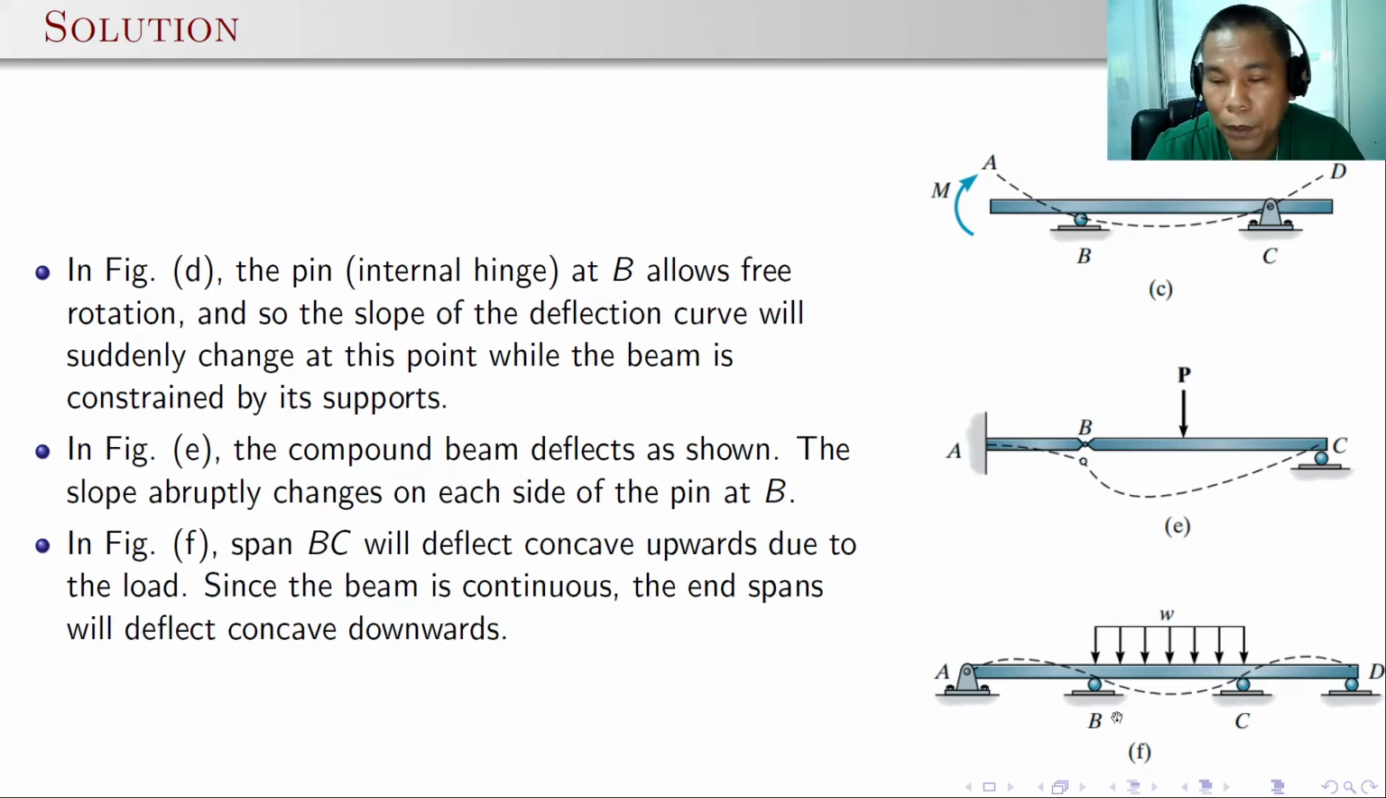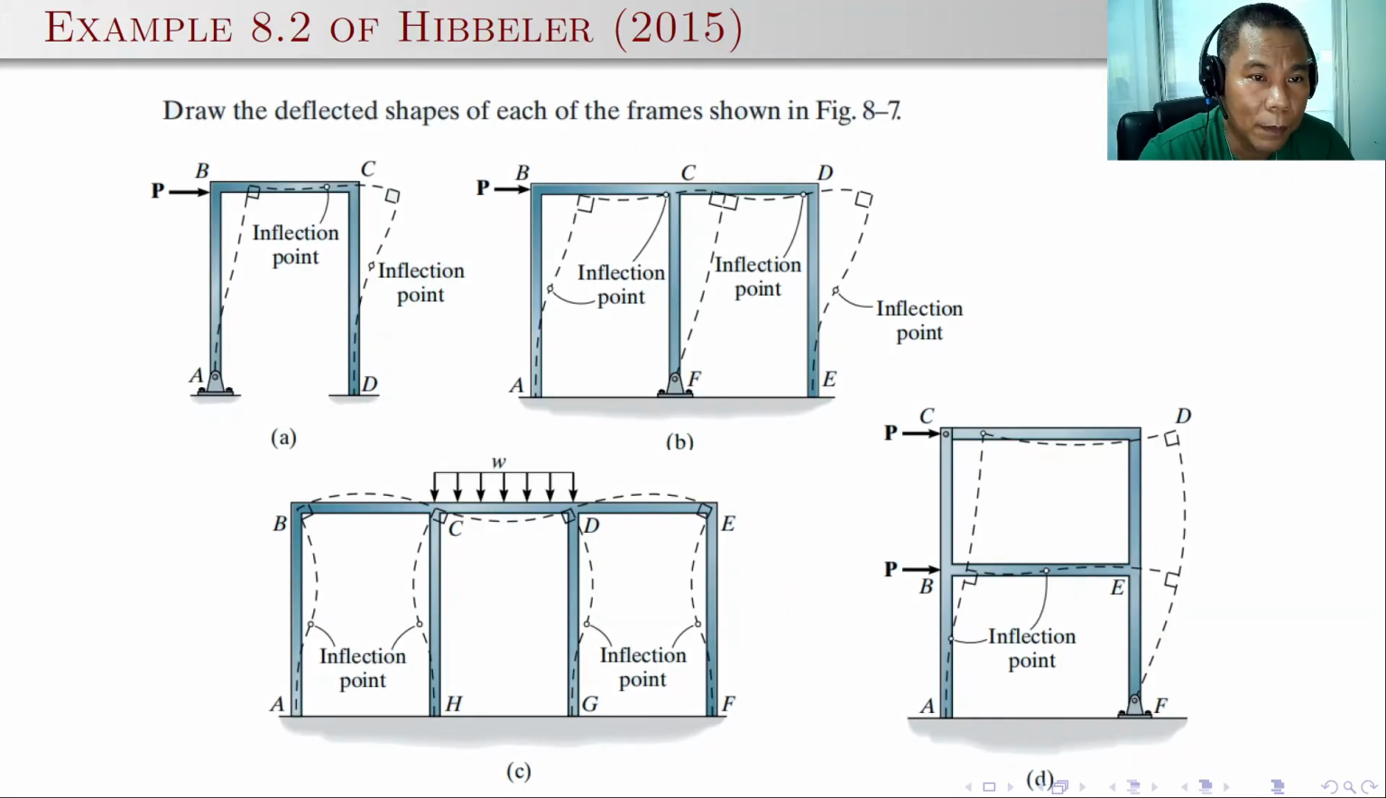For this type of beam, it is intuitively shown that the beam will deflect downward, but the adjacent segments CD and BE will deflect in the opposite curve. It is concave downward compared to BC, which is concave upward. Aside from that, we need also to know the qualitative deflection curve for the frames. It's very important that we understand.